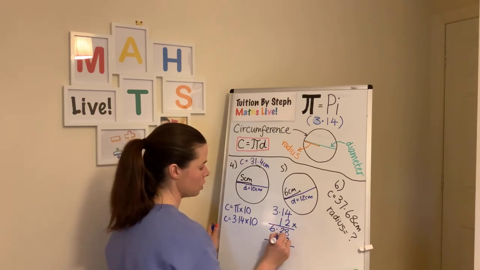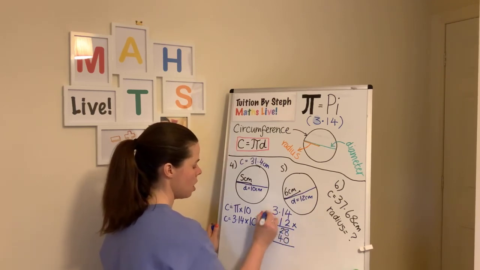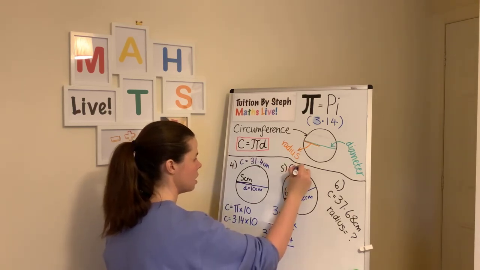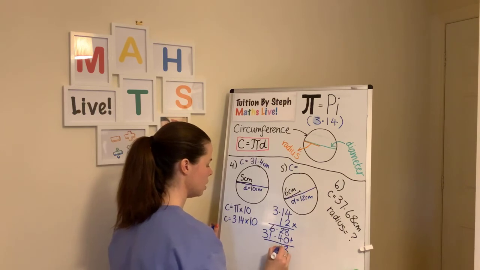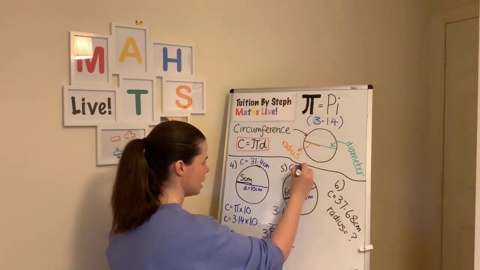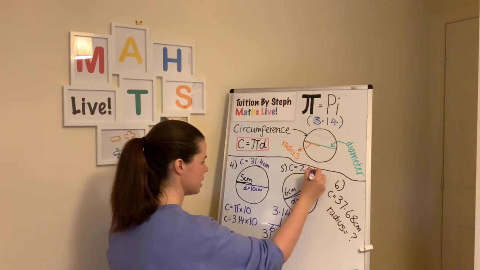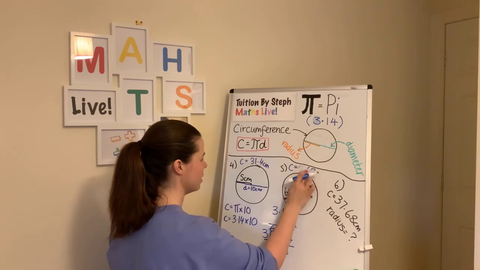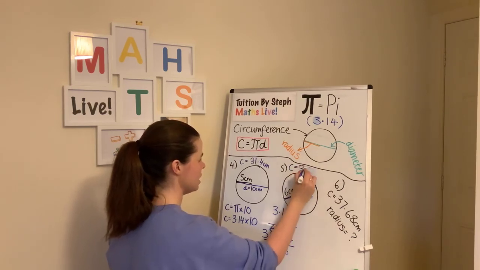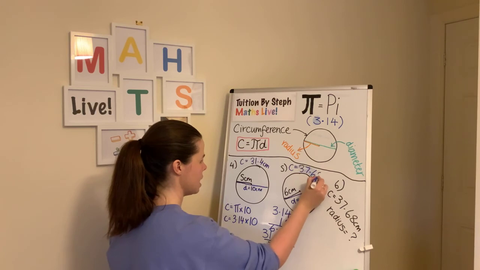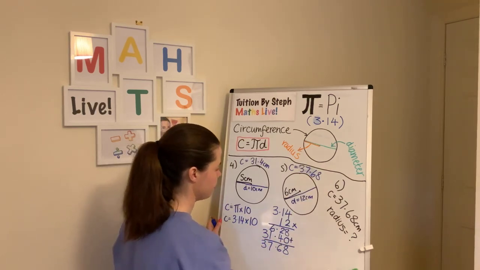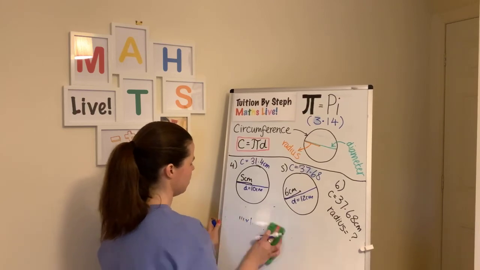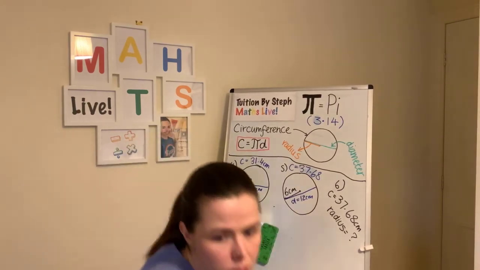So 1 times 4 is 4. 1 times 1 is 1. And 1 times 3 is 3. Add those together. And the circumference is 7.68. No, 37. Forgot the 3 then. Sorry. I was going to say that's not right. 37.68. I forgot to put the 3 there. Right. Well done if you got those. Let me just see how you're getting on.